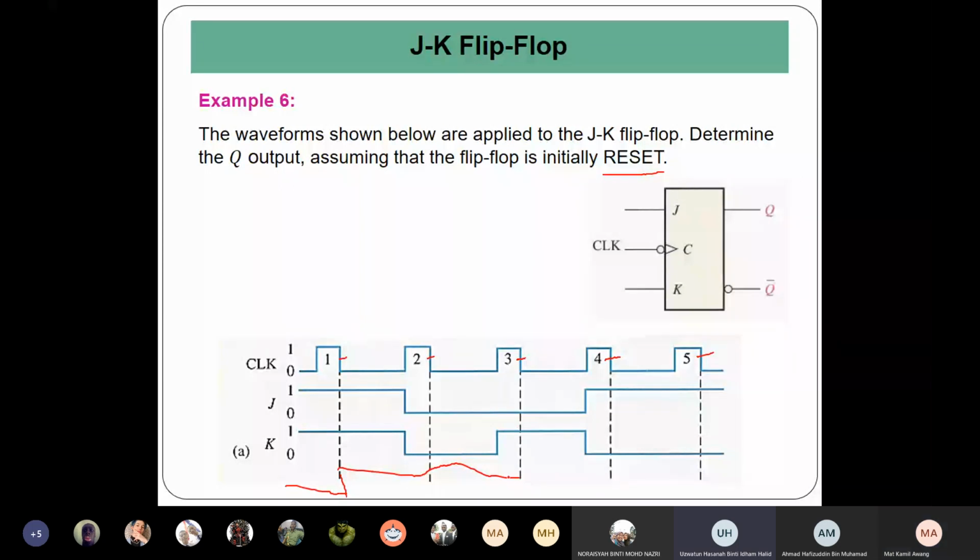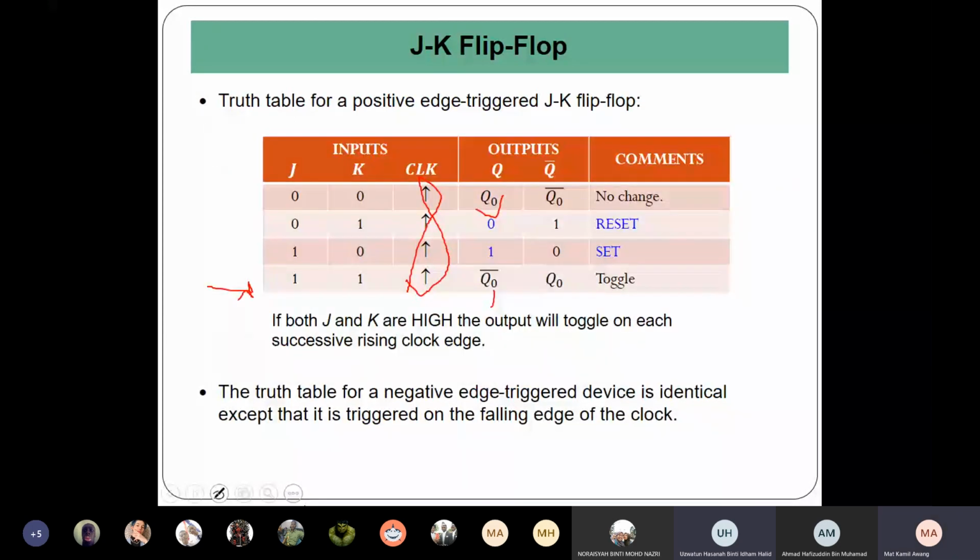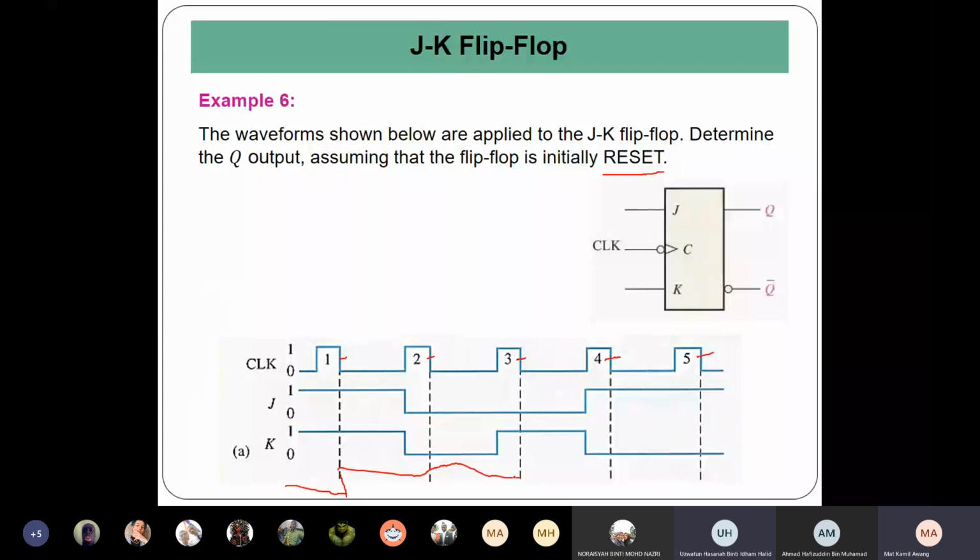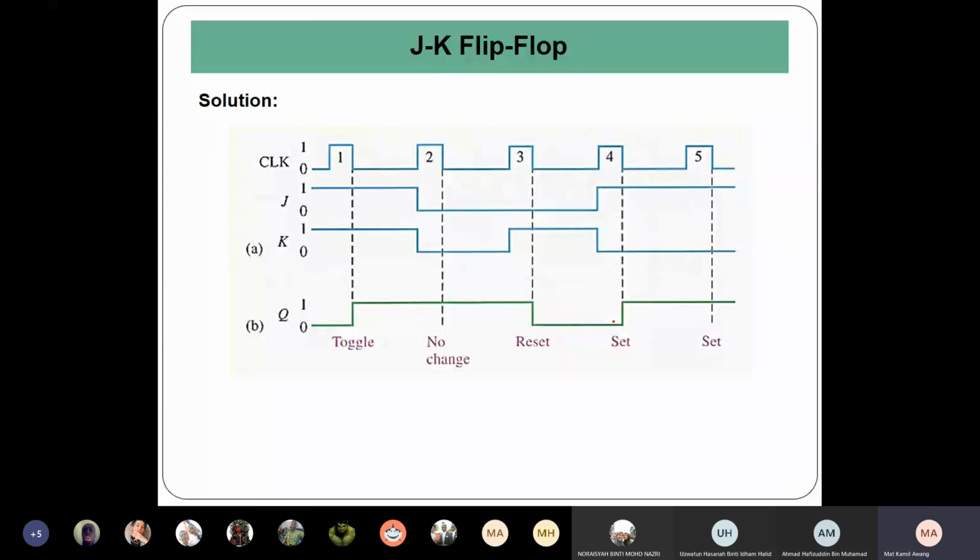What happened? It's a reset. So it's 0. So it changed from 1 to 0. Here, what happened? J is 1, so it's set. Then what happened? No change. Notice that the output changes on the falling edge of the clock. So this is the solution. It toggles, no change, reset, set, and set.